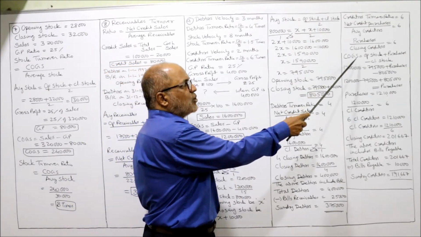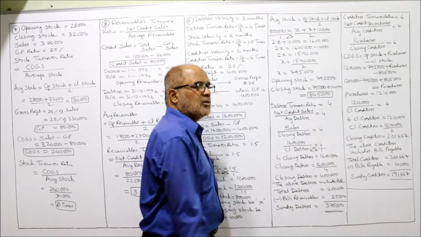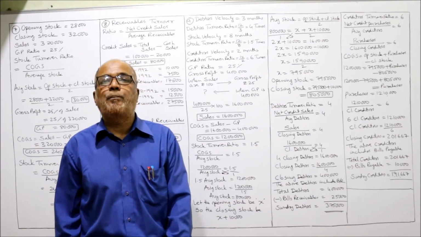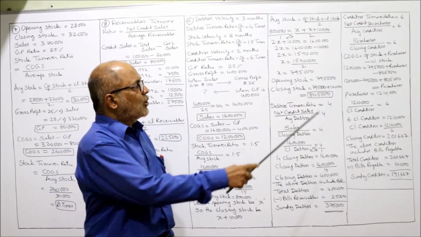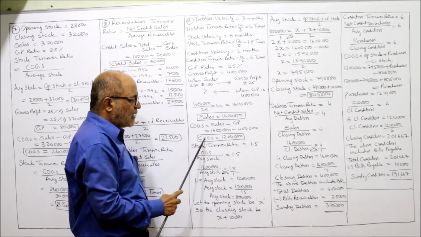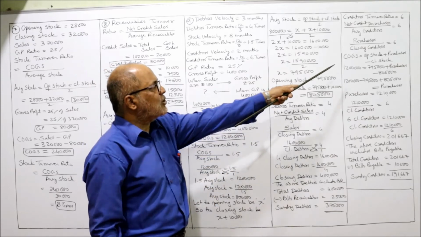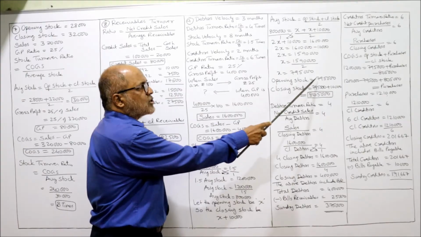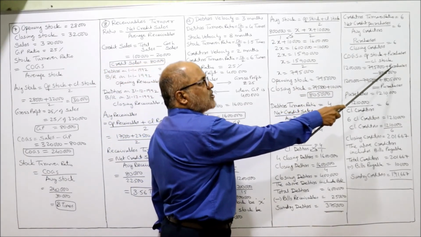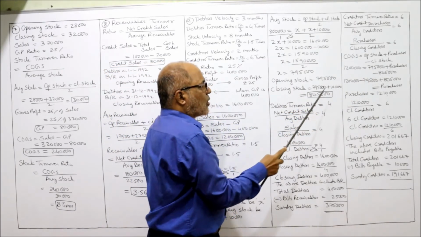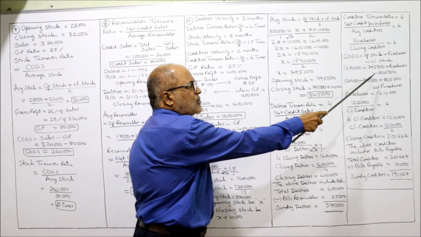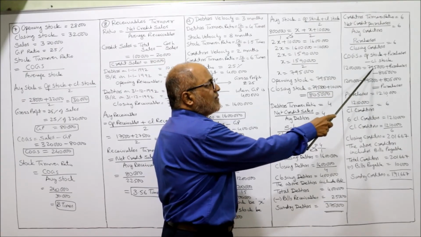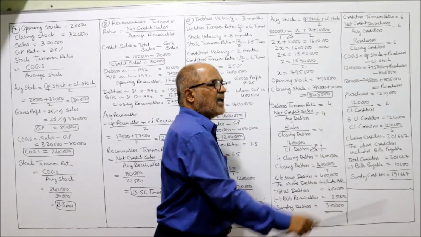So I am applying the formula COGS is equal to opening stock plus purchases minus closing stock. Why am I using this formula? Because I need purchases, right? So COGS already we have calculated here 12 lakh. In place of COGS I am writing 12 lakh. Opening stock we have calculated 7,95,000 plus purchases, we don't have, minus closing stock 8,05,000. So we have LHS 12 lakh, RHS 7,95,000 plus purchases minus 8,05,000.